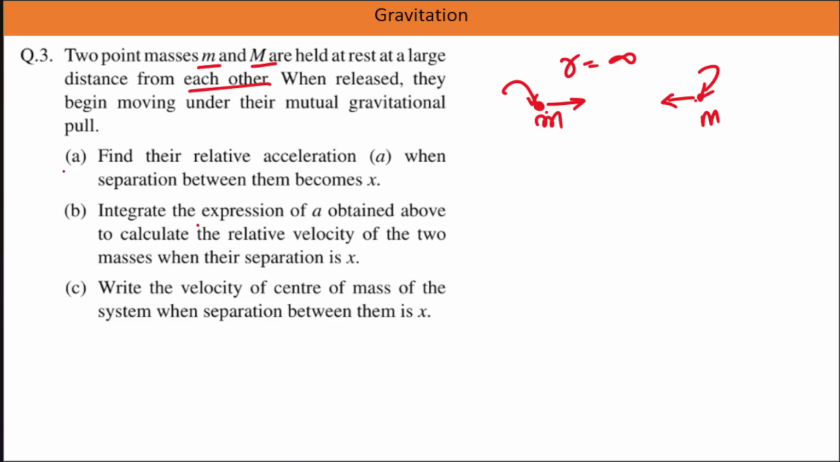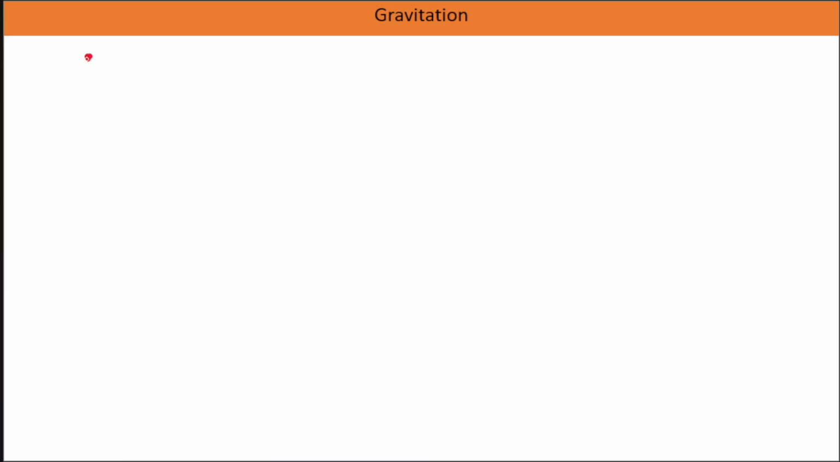अब देखो हमसे पूछा क्या जा रहा है. First of all, we have to calculate relative acceleration when separation between them becomes x. So let us first work on this first one. So what is happening? Initially, these two masses were at infinite separation. Okay? So initially this is this.